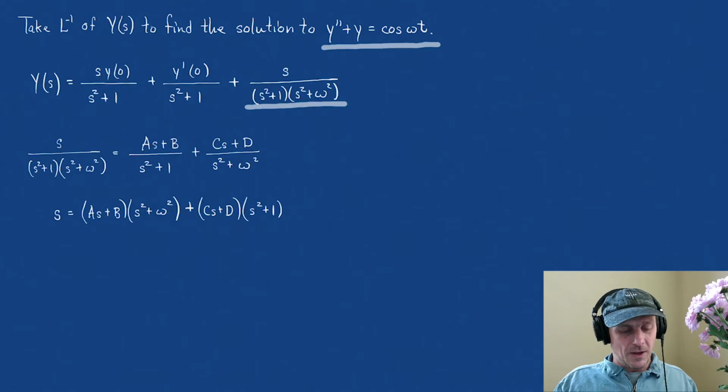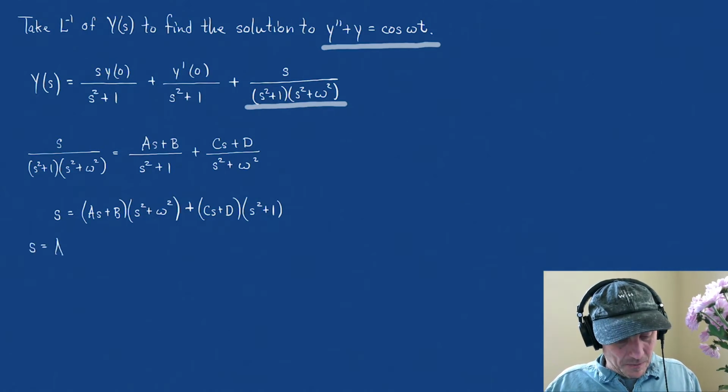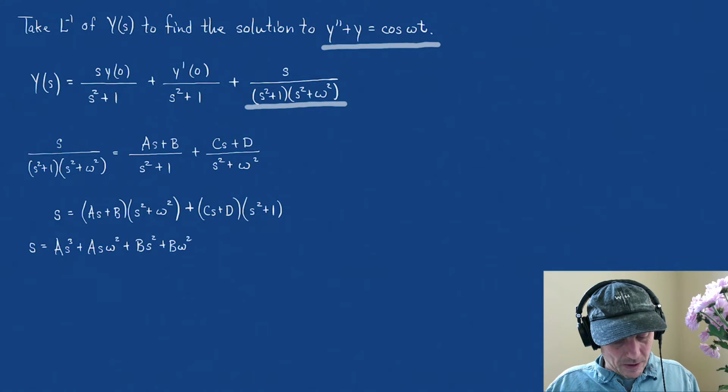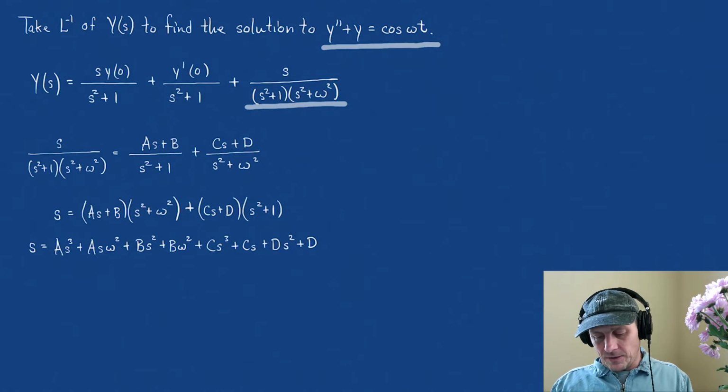Now there's a few different ways you can approach this problem. I've tried them both. I'm going to just multiply all that out and then start matching coefficients. So I get s is equal to As cubed plus As omega squared plus B s squared plus B omega squared plus Cs cubed plus Cs plus Ds squared plus D. Okay, here we go. Let's do these in different colors to keep track.